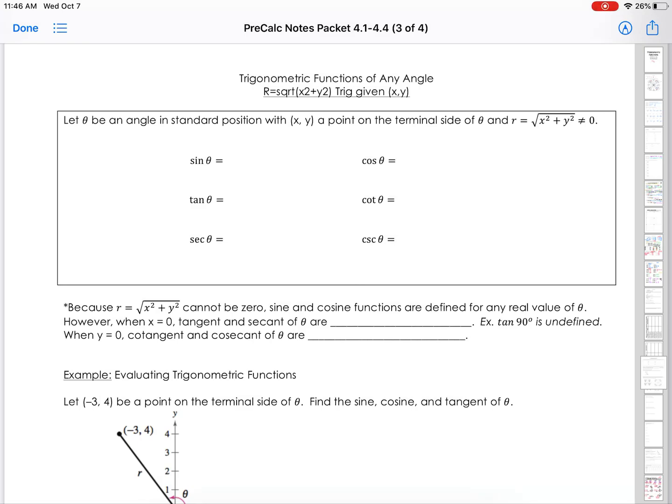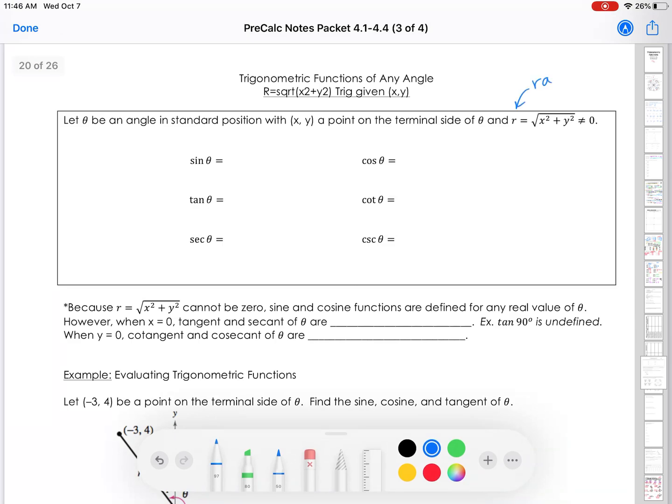Trigonometric functions of any angle. So we're going to let theta be an angle in standard position with (x, y) as the point on the terminal side of theta. And then we can say that r, really the radius here, is going to be equal to the square root of x squared plus y squared, as long as it's not 0. So really r, again, is your radius.